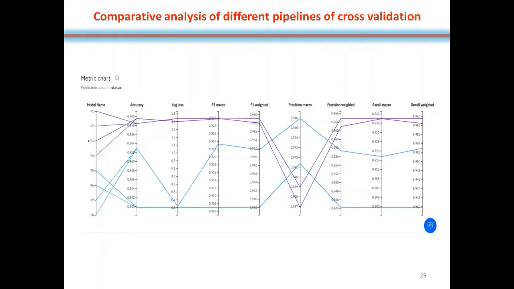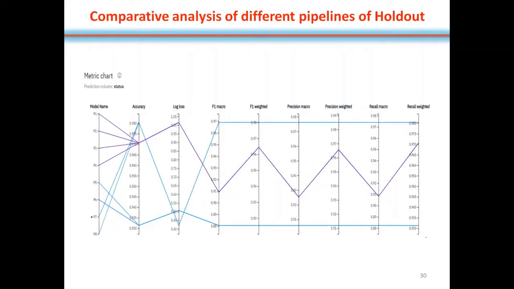This is the comparative analysis of different pipelines of cross-validation, where we can see that pipeline number 3 outperforms all the other pipelines. And this one is the comparative analysis for the holdout method, where pipeline number 7 outperforms other pipelines. The holdout algorithm is the simplest type of cross-validation.